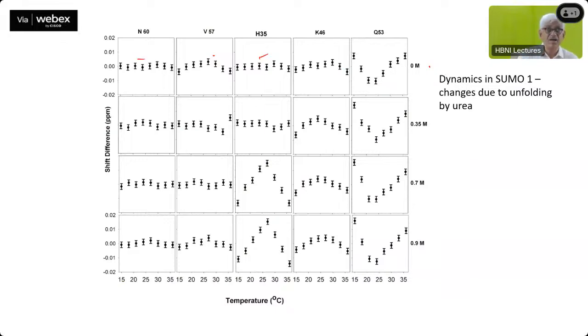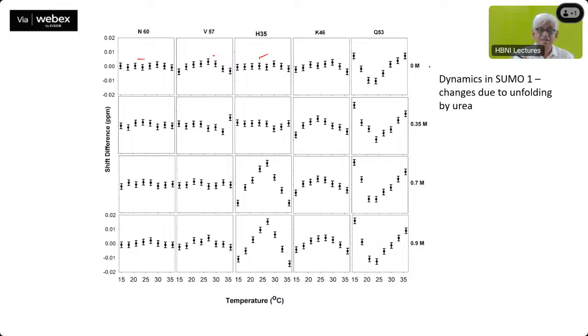Now you denature it by adding, let's say, 0.35 molar urea. What does the urea do? Urea goes and interacts with the carbonyl groups in the backbone and tries to unfold the protein. And this remains like that. Still, the Q53 still shows the concave dependence. But now you see K46, its convex nature has increased. So it is unfolded.